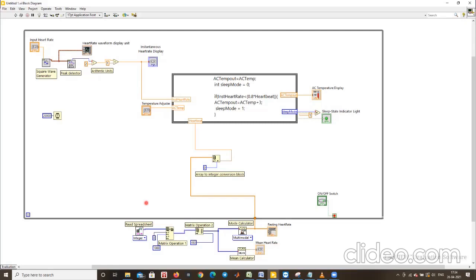To get the resting heart rate, we obtained the data of a person's heart rate for 24 hours. This data is recorded every 3 minutes over the time period of 24 hours, and this data is fed into a spreadsheet. In this case, we have used Microsoft Office Excel to store the data. This function, read spreadsheet, takes the data from the spreadsheet, that is Microsoft Excel, and brings it into the LabVIEW platform. Next, this is the matrix operator.